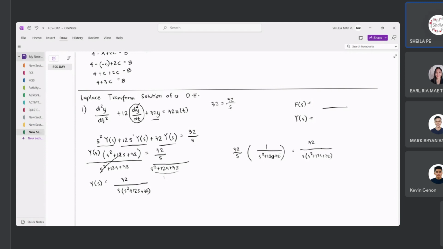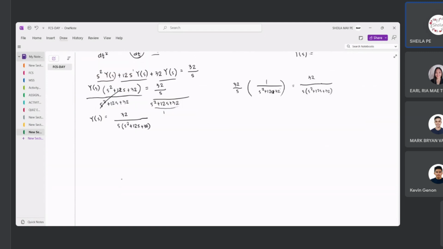Okay. So we already have our Y of s. After that, the inverse Laplace, the same process. Now in here, looking at our s squared plus 12s plus 32, that's a perfect square trinomial.